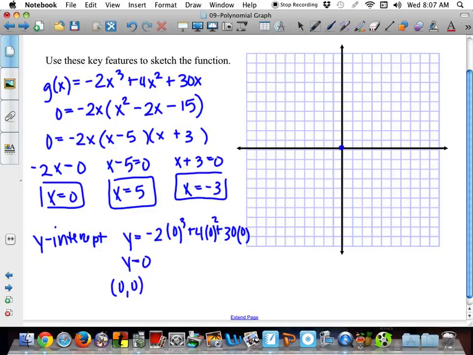Plotting your points, so I'm going to go ahead and start with 0, 0, -3, 0, and 5, 0. And so this time, since I have a negative coefficient first, we are going to get something very similar to this. Okay, and again, we'll talk about this some more in class.